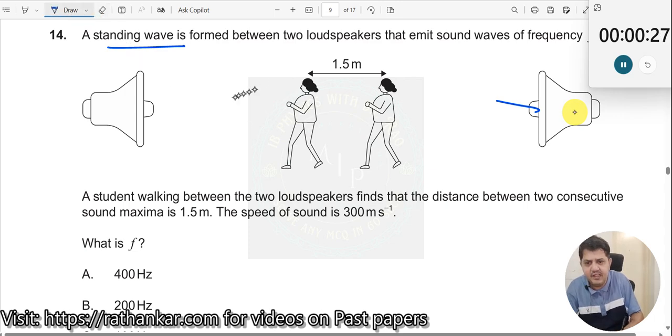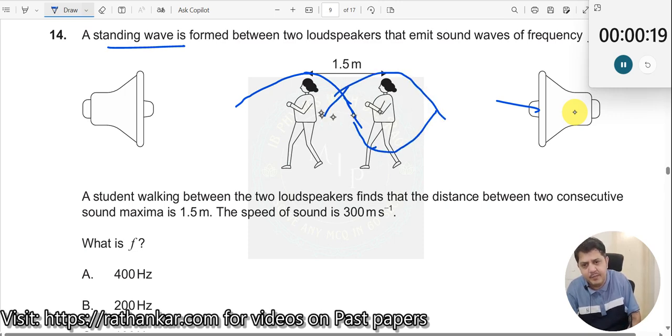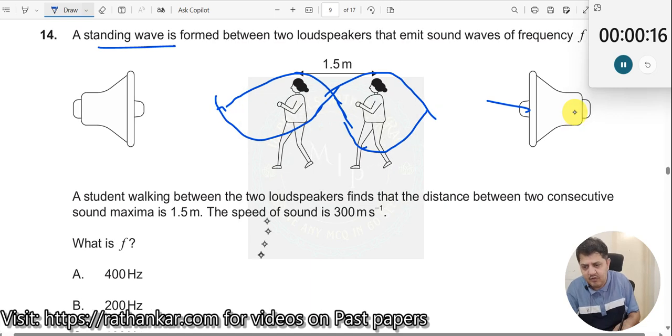So which means here it should be like this. It should be like this. It should be like this. Silence, and here it should be like this. It should be like this over here. Right? So the distance between them is 1.5 meter.